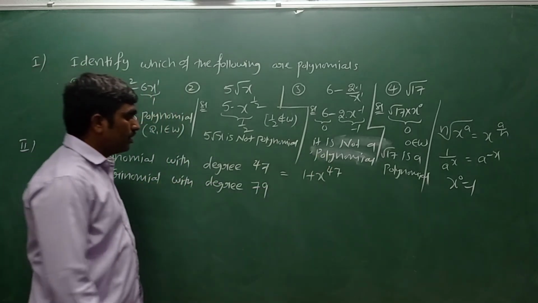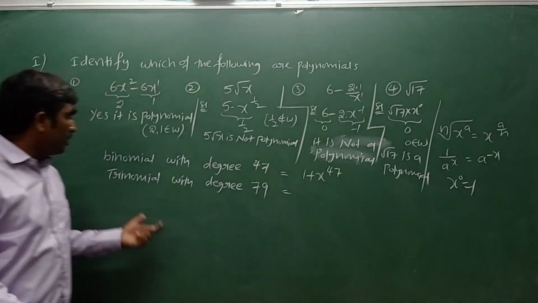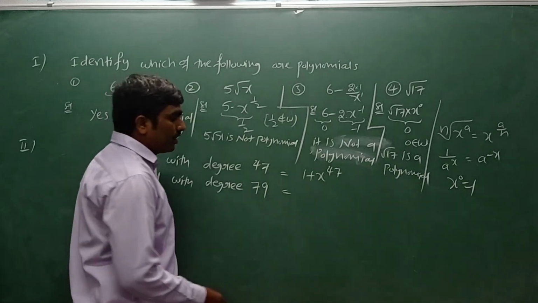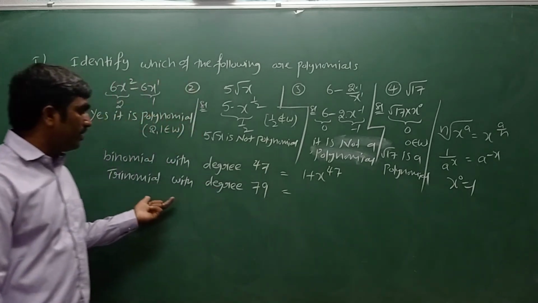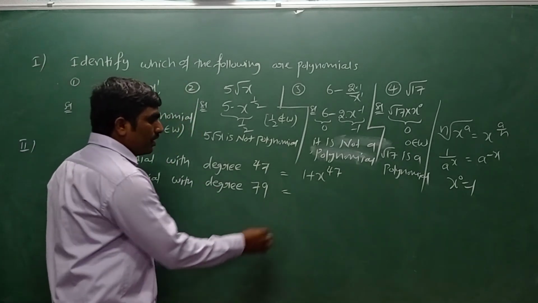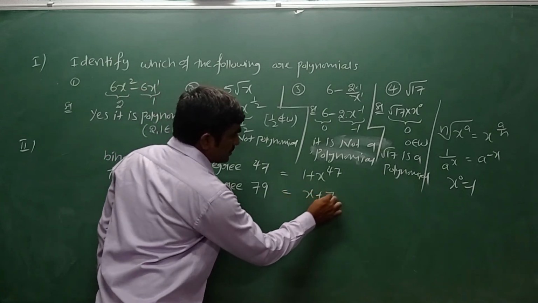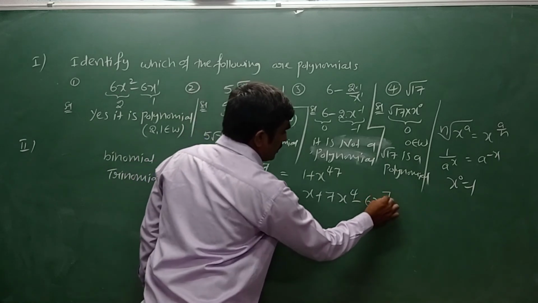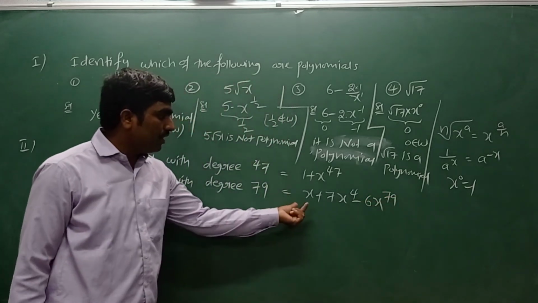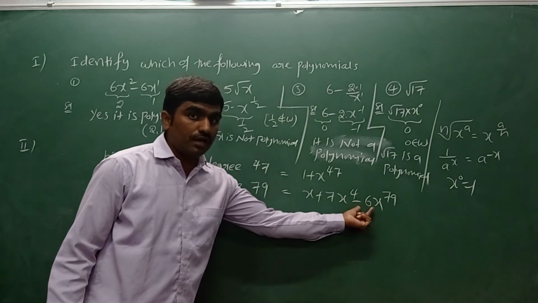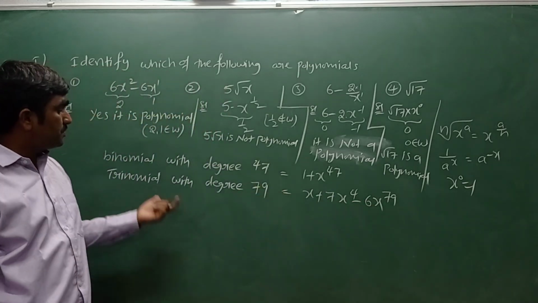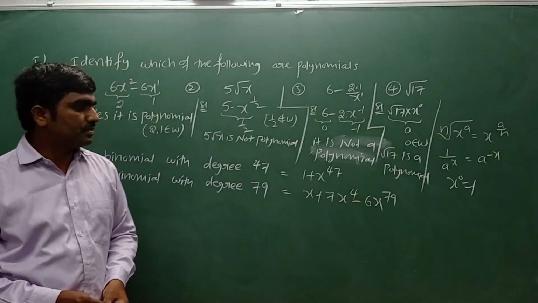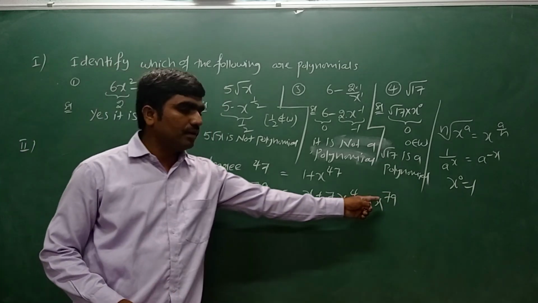Let us see one more. What do they want here? They want a trinomial with degree 79. Trinomial means what? It contains three terms. Let me take x plus 7x to the power of 4 minus 6x to the power of 79. Yes, here I can see 1, 2, 3, three terms. A polynomial with three terms is called a trinomial. Here I can see degree 79, the highest power is 79.